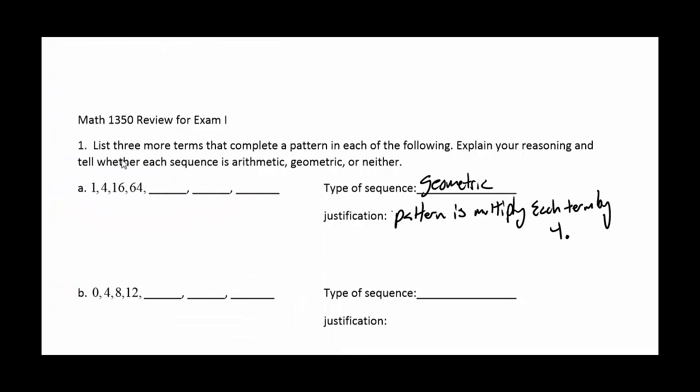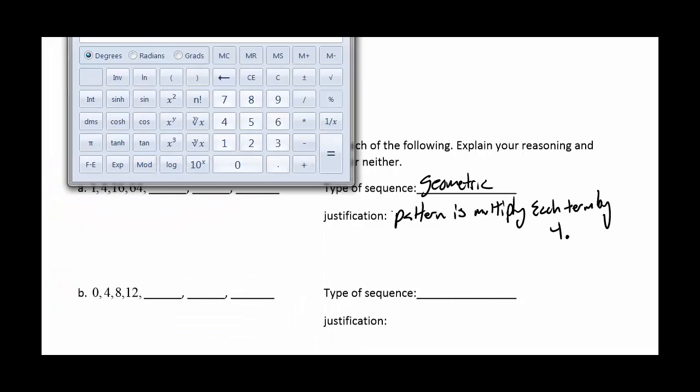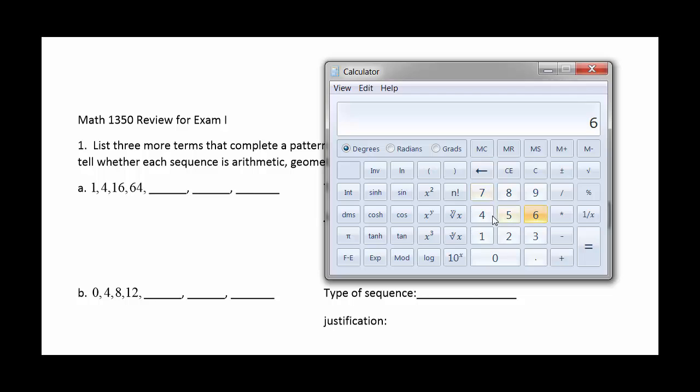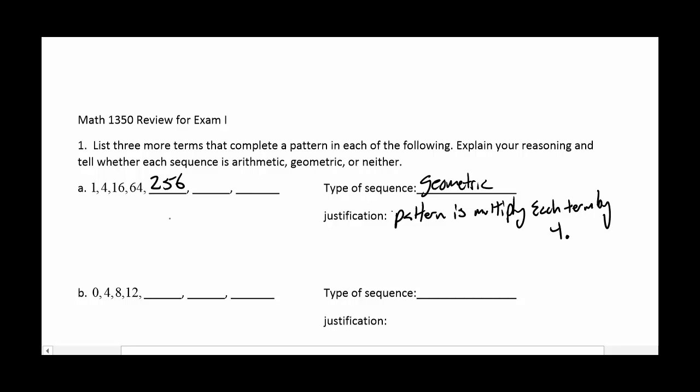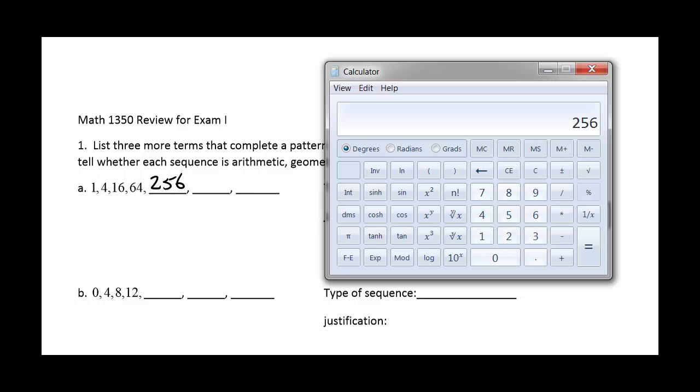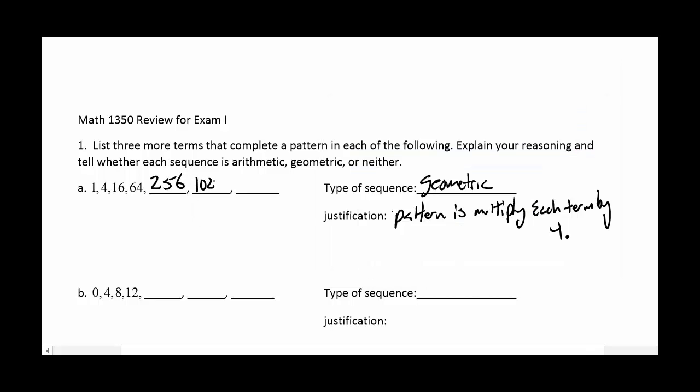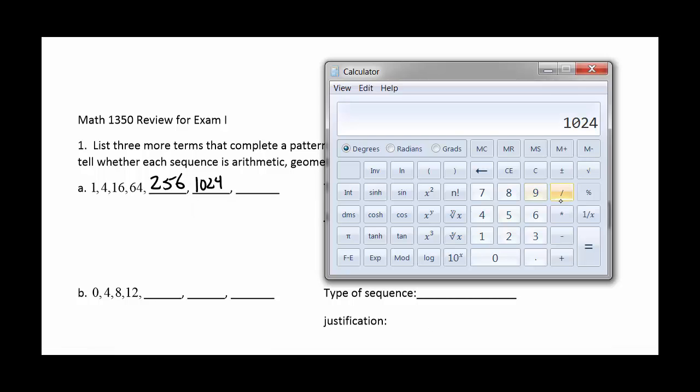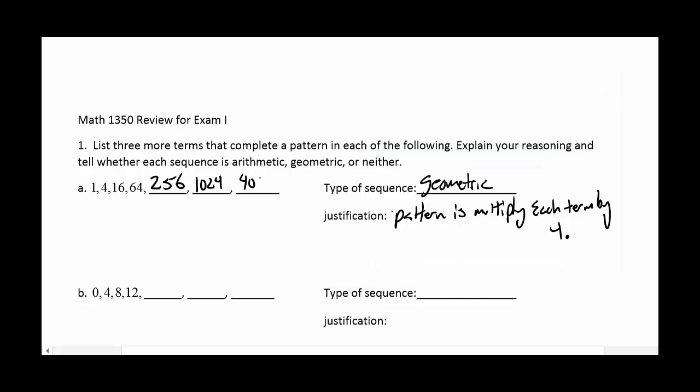Okay. So then to get our next number, we want 64 times 4. And I am just going to pull up a very weak calculator. So 64 times 4 gives us 256. And then 256 times 4 is 1,024. And then 1,024 times 4 is 4,096. Okay, so there's our first one.